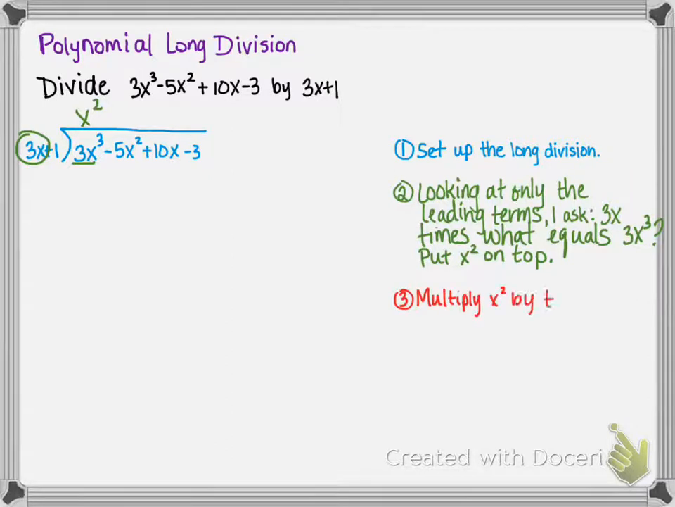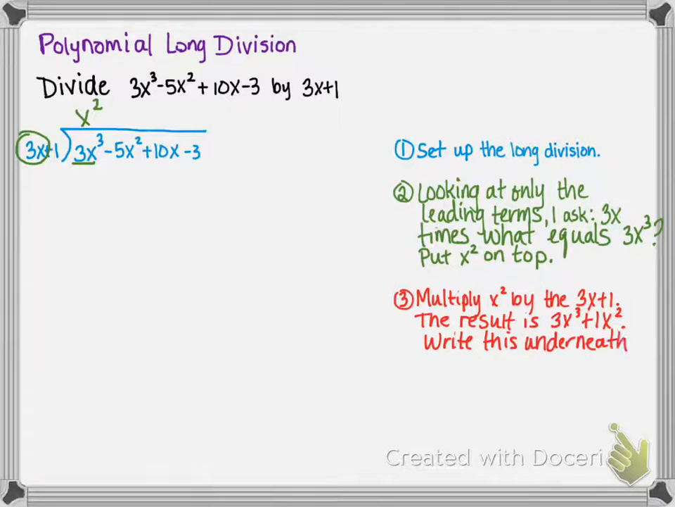Next, I'll multiply x squared by the 3x plus 1. And the result is 3x cubed plus 1x squared. And I'll write that underneath, and I'll make sure I line up the terms. So I'll put 3x cubed plus 1x squared.